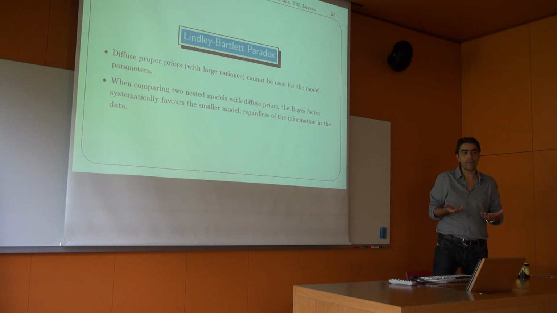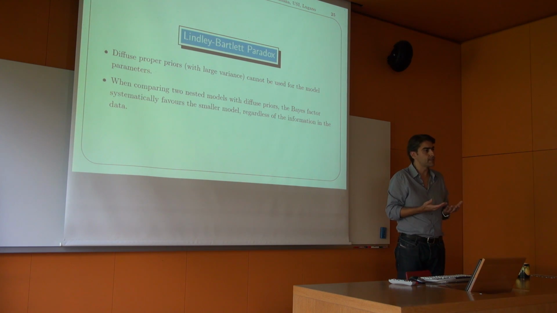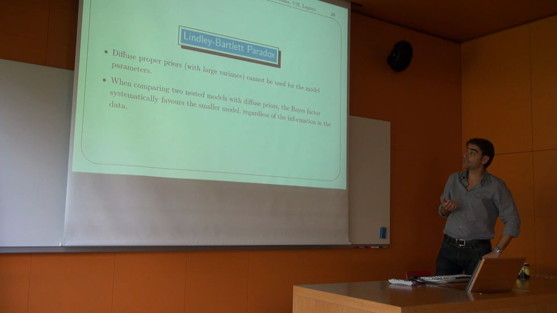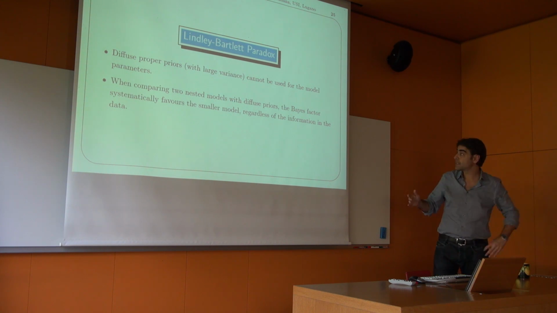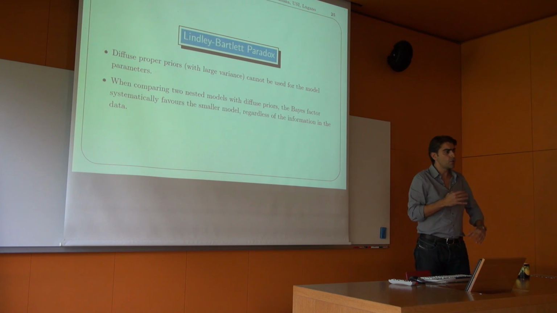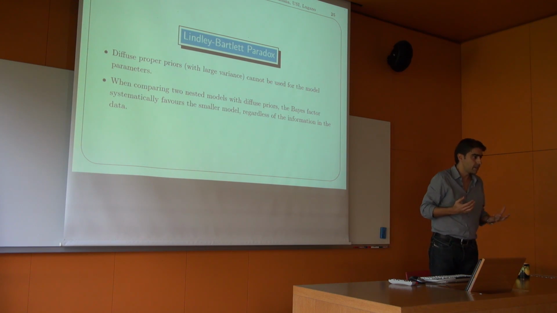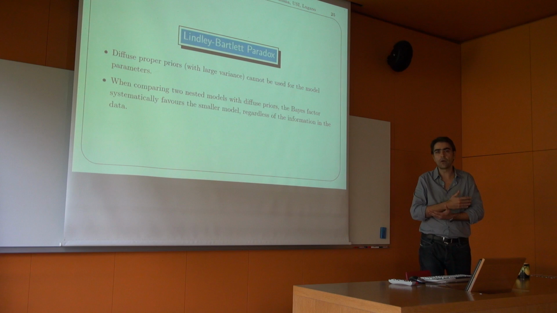Well, how can you represent this prior ignorance? Should you use a diffuse prior on the betas, a normal distribution with a huge variance, for example? The answer is no, because when comparing two nested models with diffuse priors like this, the Bayes factor systematically favors the smaller model, regardless of the information in the data. So you will end up supporting the model with no covariates, even if the data says something completely different.